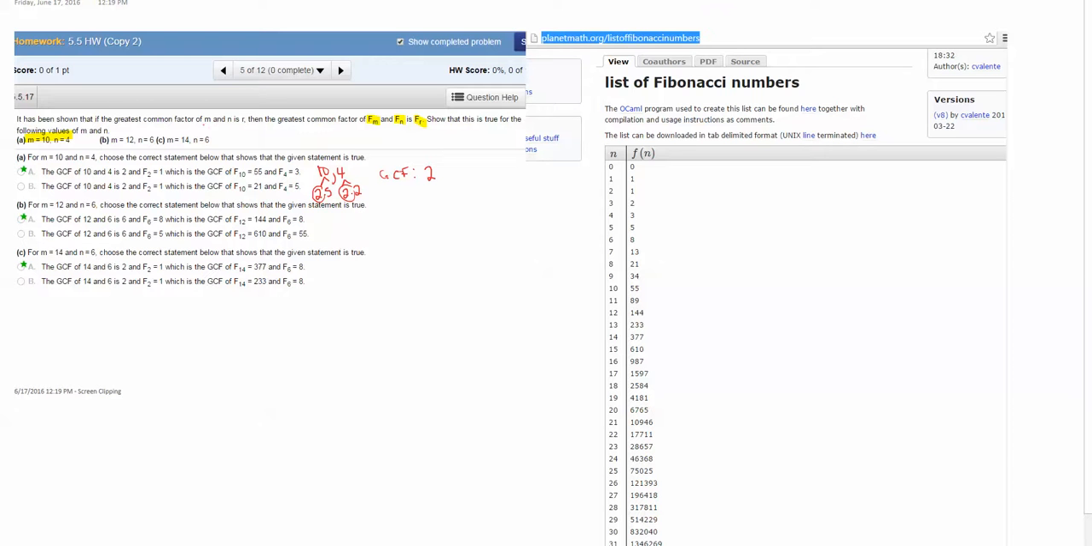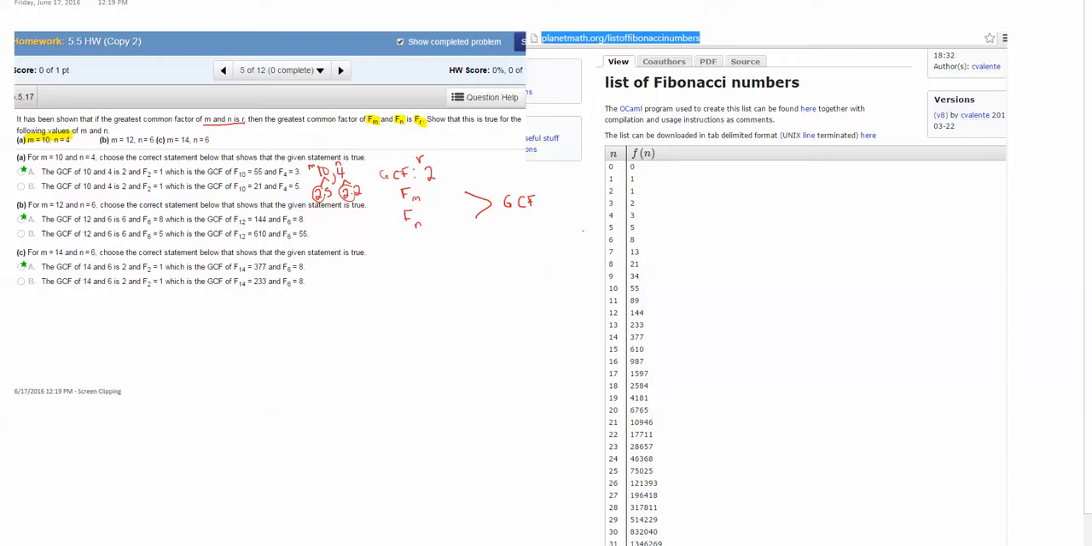So this first statement up above says if the greatest common factor of m, so m is 10 and n is 4, equals r, so here my r is 2, then it should be true that when I look at the Fibonacci sequence and I look at f sub m, f sub n, and find the greatest common factor of those two numbers, then that should equal the number at position f sub r. So let's go ahead and look at the Fibonacci numbers.